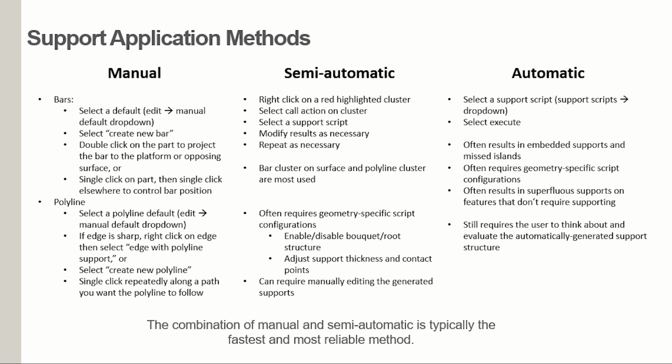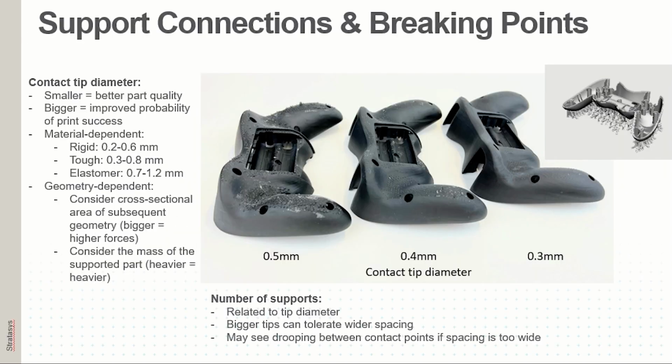Automatic supports tend to be fast, but experience is required to verify that supports are adequate and not obtrusive to the part quality. These support structures are generally robust and use a large amount of material when compared to other methods. Each support type has adjustable breaking points or connections to the part.